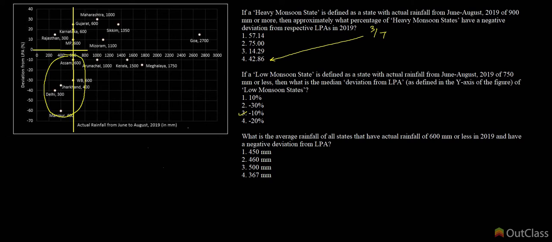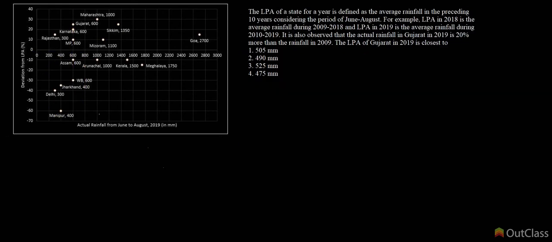There are 5 items there. Those items are 600, 600 for Assam and West Bengal, Jharkhand 400, Delhi 300, Manipur 400. They're asking for the average. The sum is 2300 divided by 5, you get 460. 460 is your answer. The last question of the set requires a little bit more work.